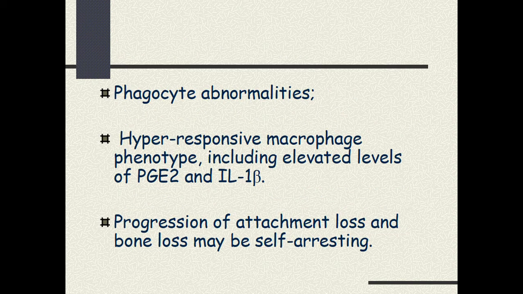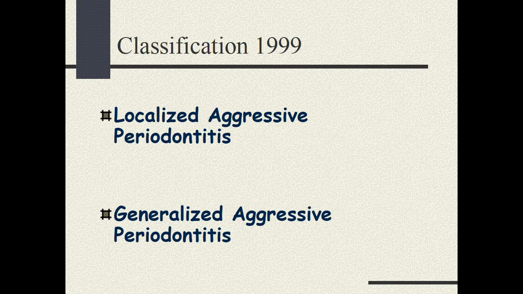Phagocytic abnormalities: hyperresponsive macrophage phenotype, including elevated level of prostaglandin E2 and interleukin 1 beta. Progressive attachment loss and bone loss that might be self-arresting. Classification: localized and generalized.